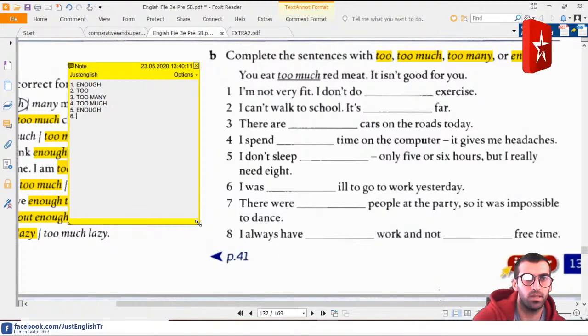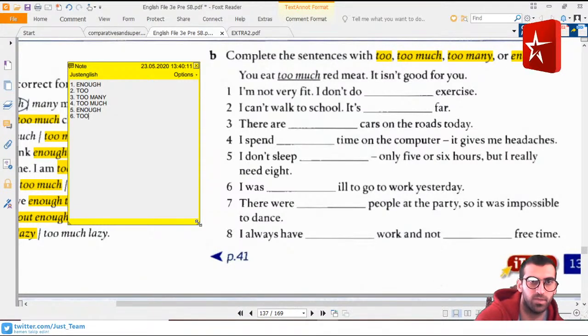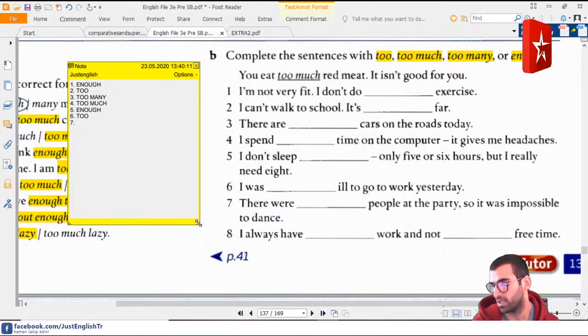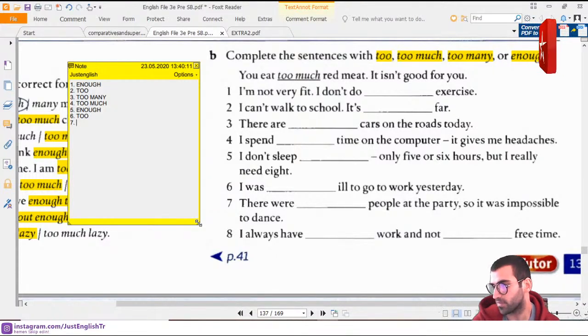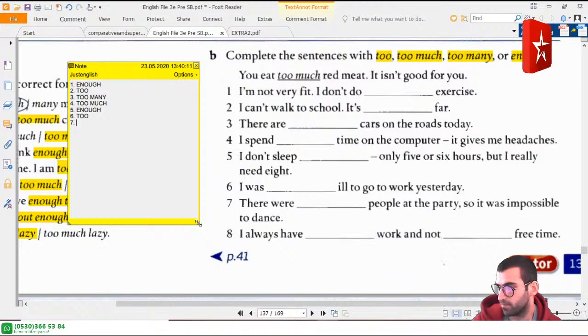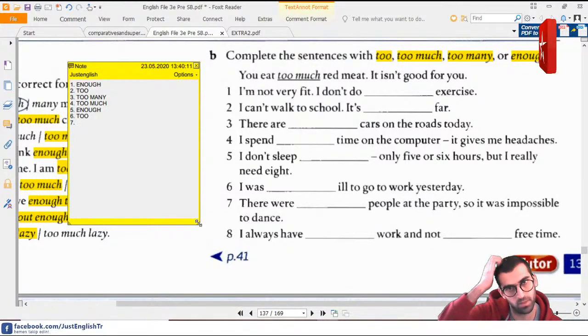Azime, not just too, because time is a noun, we have to use too much. Number 6. I was blah blah blah. Yes, Azime wrote an answer to number 6. Yes, too is correct, Azime. Sorry. Number 6 was too. Great, thank you. And let's continue with number 7. I'm waiting for your answers to number 7.